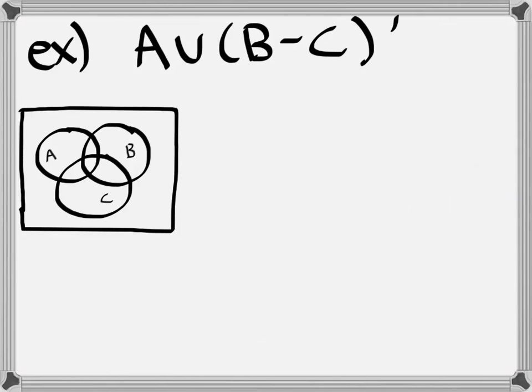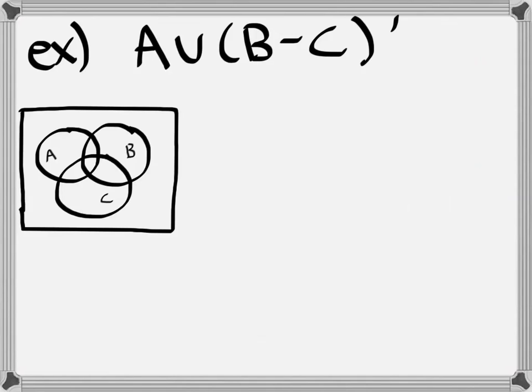Alright, let's do a little bit of a harder example. This is an example where we want to shade in a Venn diagram with three sets. Alright, so we have A union the complement of B minus C. So if we focus on the smallest part here, we need to first find B minus C. Once we find B minus C, we can then take its complement, and then once we have that complement, we can then union that with A. Alright, so let's start by finding B minus C.